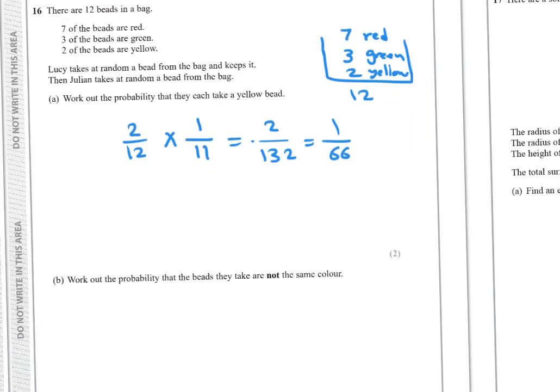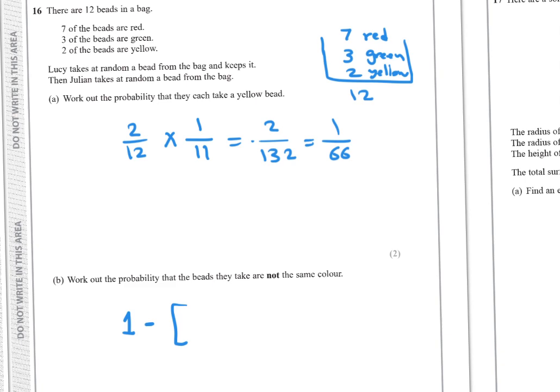Now for B, work out the probability that the beads they take are not the same color. Are not the same color, so you can write 1 minus same color. This is easier. So 1 minus both have the same color. So 1 minus both red or both green or both yellow.